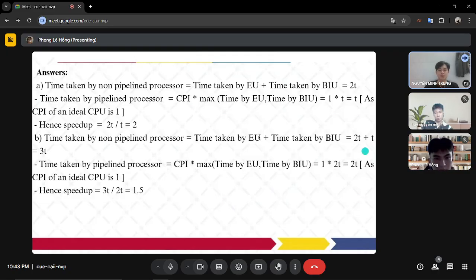Plus time taken by BIU. Power up 2T plus T, power up 3T. Time taken by bilinear rotation CPI, time by EU, time by BIU, power up 1 dot 3T, power up 2T as CPI and IVU speed. Answer: speedup is 3T divided by 2T, which is 1.5.